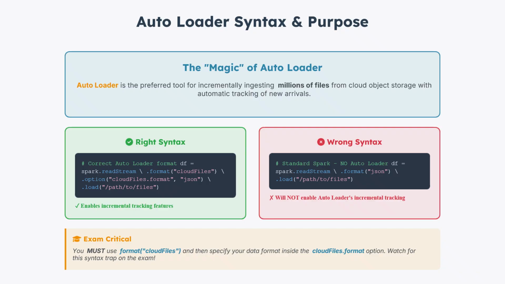Autoloader is a preferred tool for incrementally ingesting millions of files from cloud object storage. It automatically tracks new arrivals. The correct syntax is to use .format("cloudFiles") and specify your data format inside the cloudFiles.format option. For example, spark.readStream.format("cloudFiles").option("cloudFiles.format", "json").load("/path/to/files"). This enables incremental tracking features.